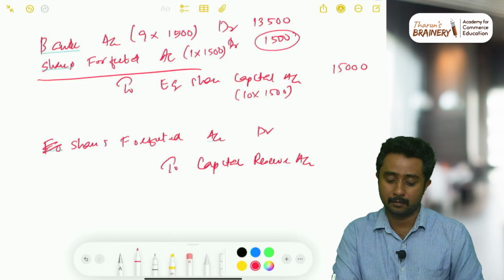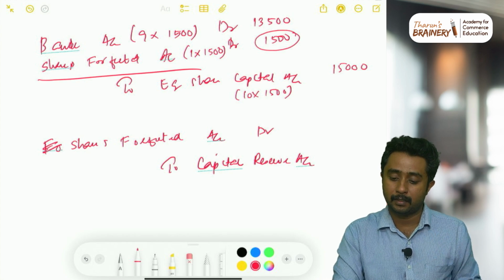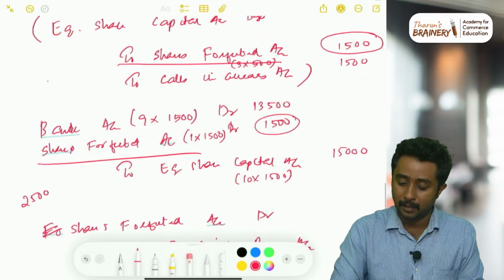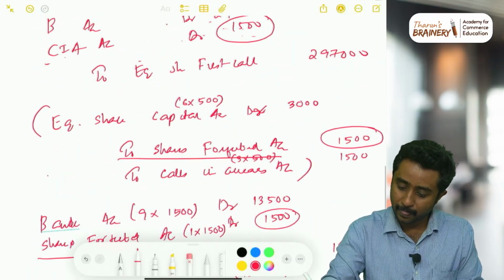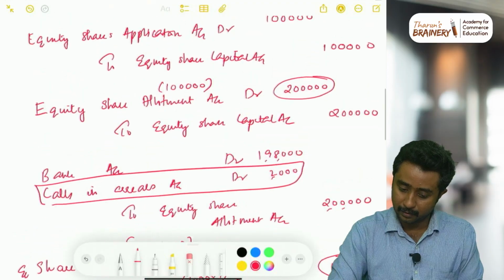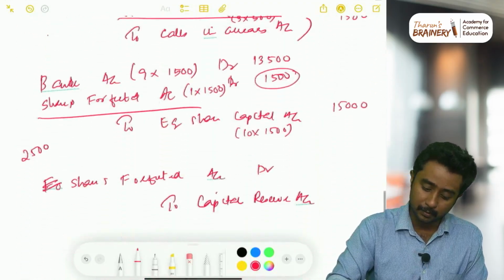Capital reserve account. The shares forfeited account is debited to capital reserve account. How much do we have to transfer? Totally we had 2500. How 2500? From Suresh we have collected 1500, from Ramesh we have collected 1000. So totally it makes 2500.